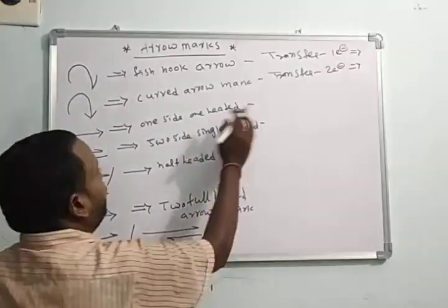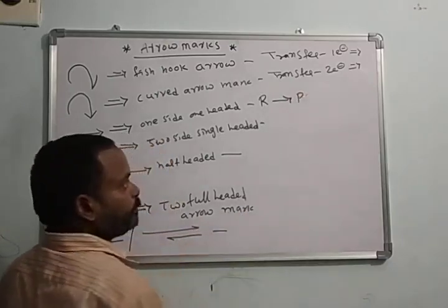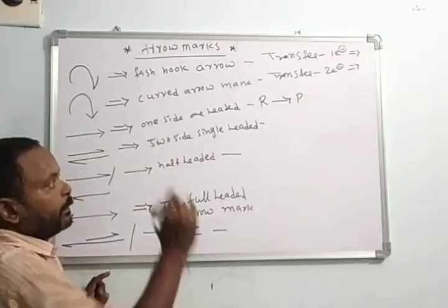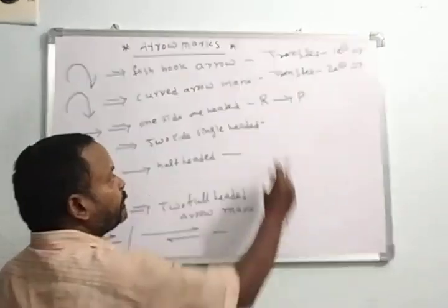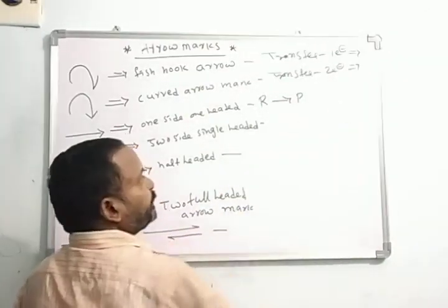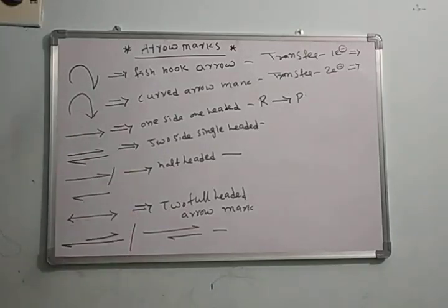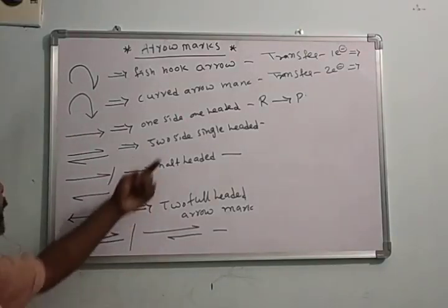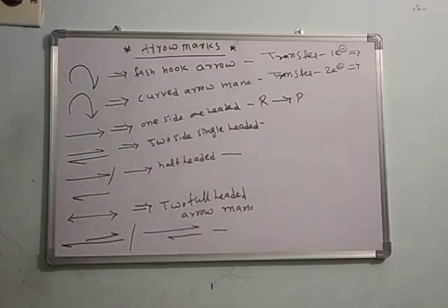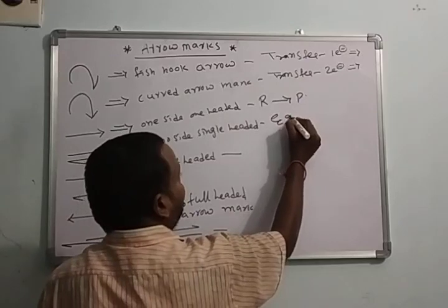The one side arrow mark indicates reactants to products. If we get 100% products, we use this one. It is used for the indication of reactants to products. The two side single headed arrow mark is used for the equilibrium.